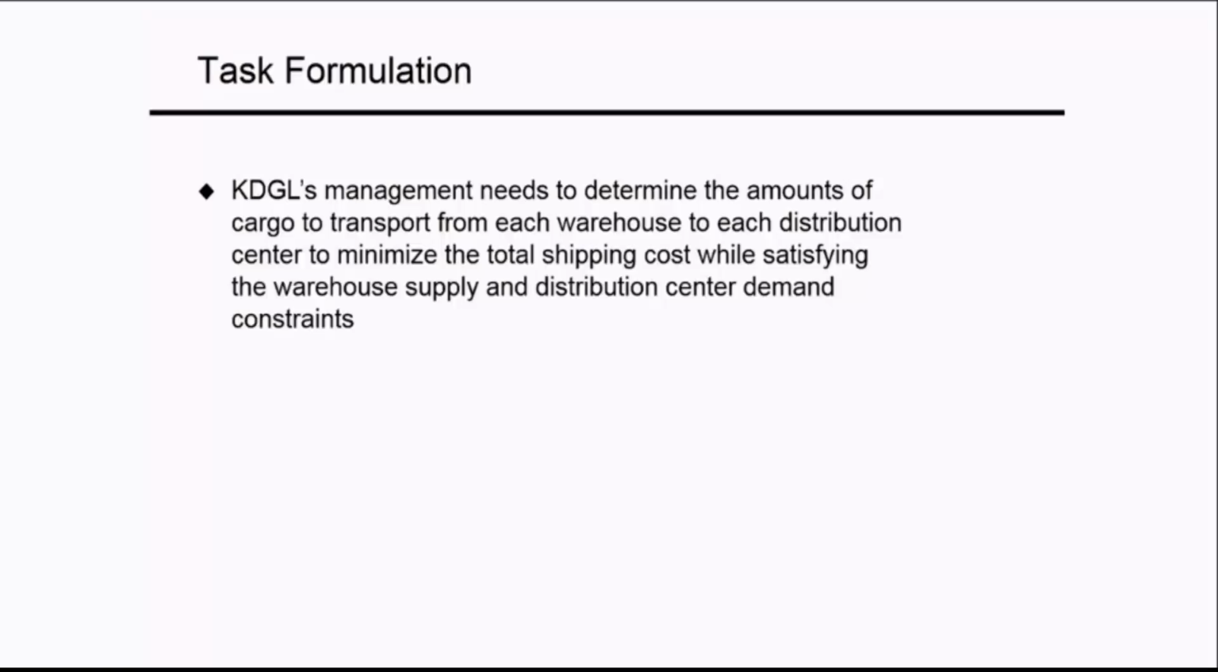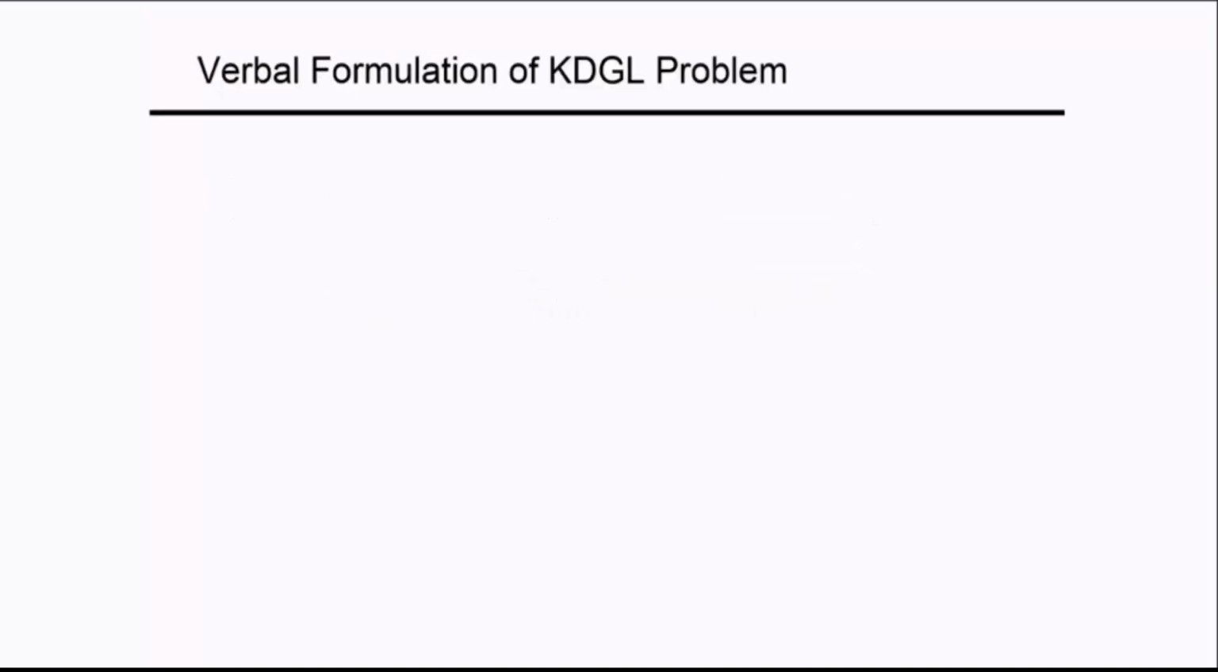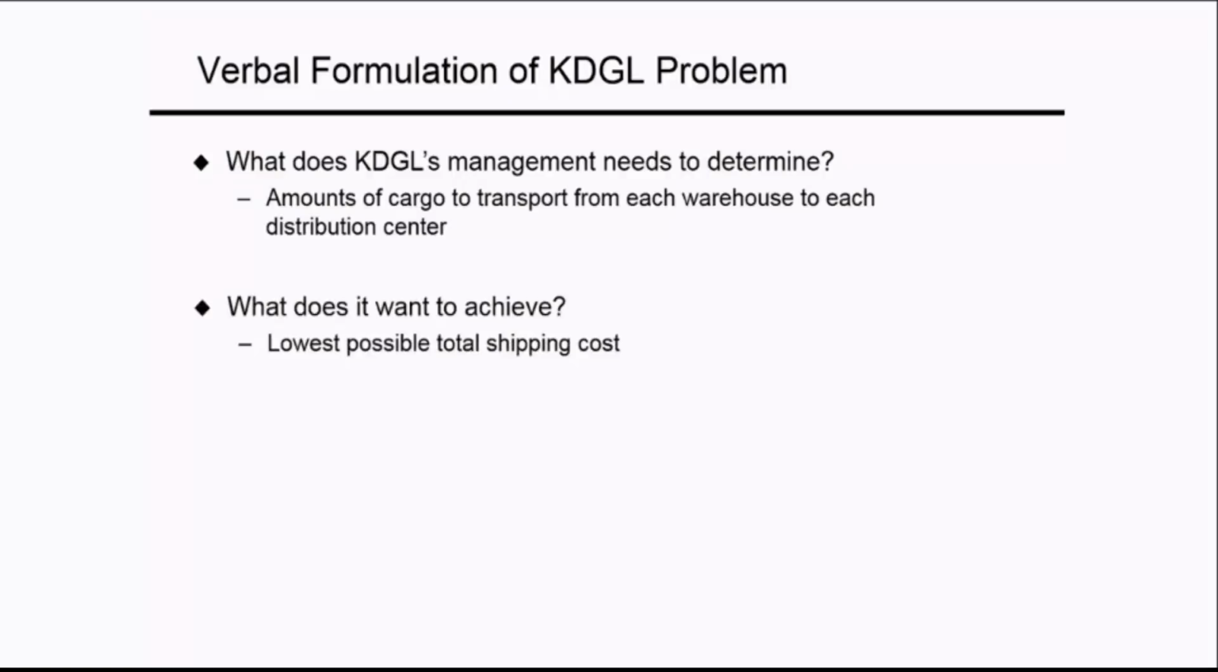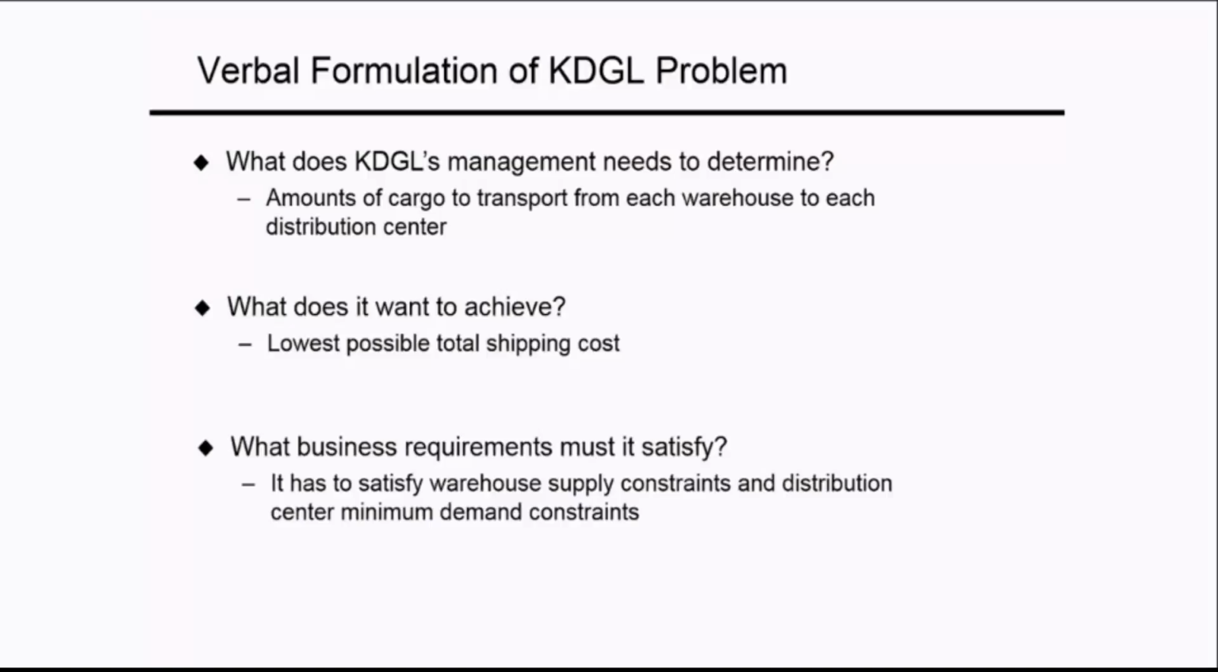So let's cast this problem formulation into 3 pieces. What kind of decision must Keystone make? The amount to ship from each warehouse to each distribution center. What objective does Keystone have? It wants to minimize the shipping cost. What kind of constraints does it face? There are supply constraints at the warehouses and demand constraints at the distribution centers.